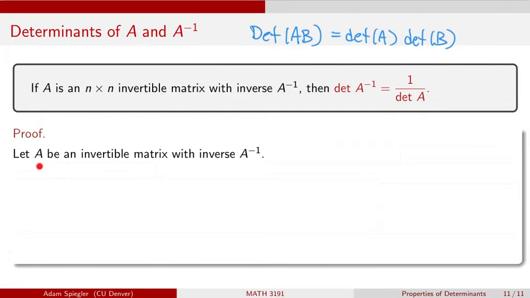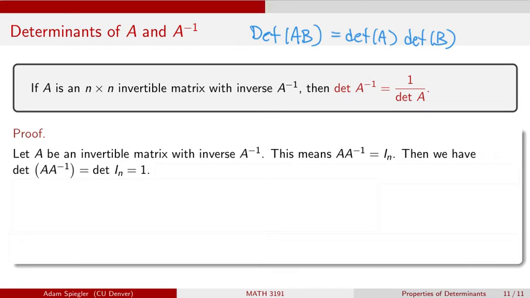Let's start by supposing we have some n by n invertible matrix A, and its inverse we denote A inverse as usual. This means, by definition, that when I take the product of A with its inverse on the right, we should get the n by n identity matrix. So this tells us that the determinant of A times A inverse, since A times A inverse is the identity matrix, is going to equal 1, since the determinant of the identity matrix is 1.